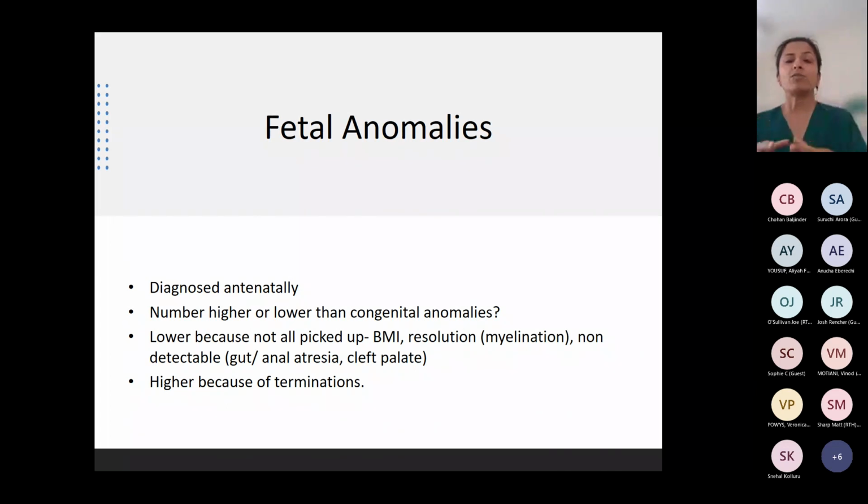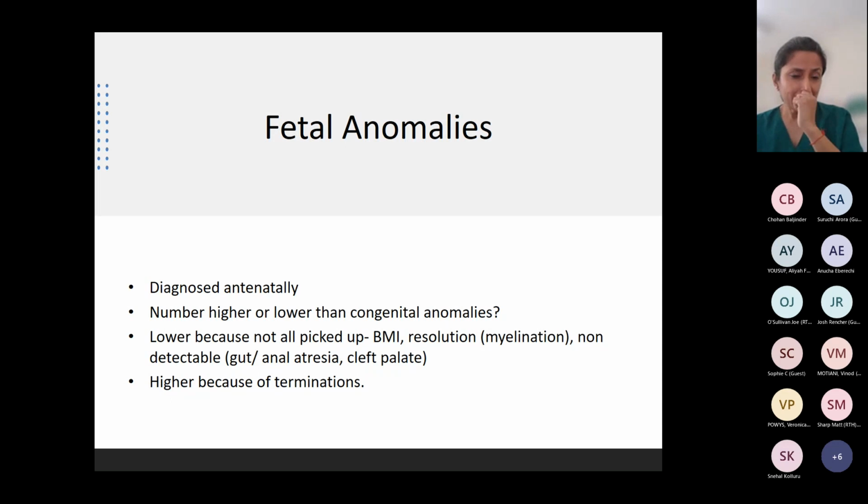Okay, so that was congenital anomalies, and coming to fetal anomalies, one would think, well, how can there be a difference? There is a slight difference because congenital anomalies is something that the baby is born with. Of course, it will be present at the time of the baby being a fetus, but when they are diagnosed antenatally, they would be called fetal anomalies. Now, a question to be asked: is this number going to be higher or lower than the congenital anomalies?